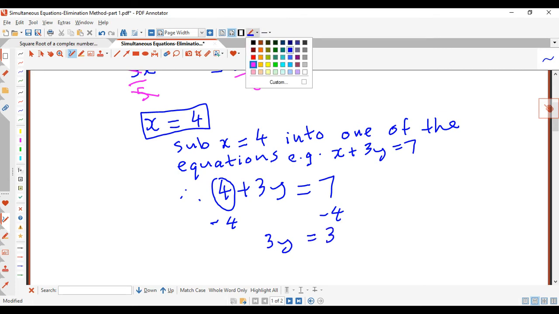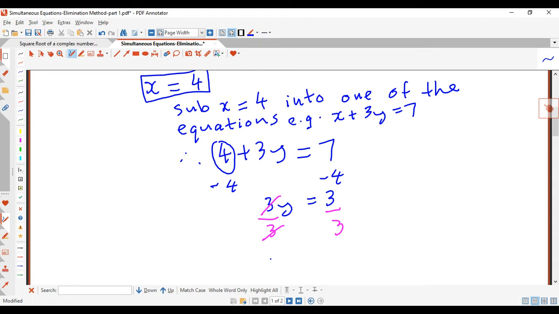And then to get the y by itself, I'm going to divide by 3 both sides. That cancels. And then I can write down what y is equal to. Okay, 3 divided by 3 is 1. So y is equal to 1. Okay, so therefore, what's my answer? x equals 4, y equals 1, right? So there's two numbers I'm after, the x value and the y value. x equals 4, y equals 1.